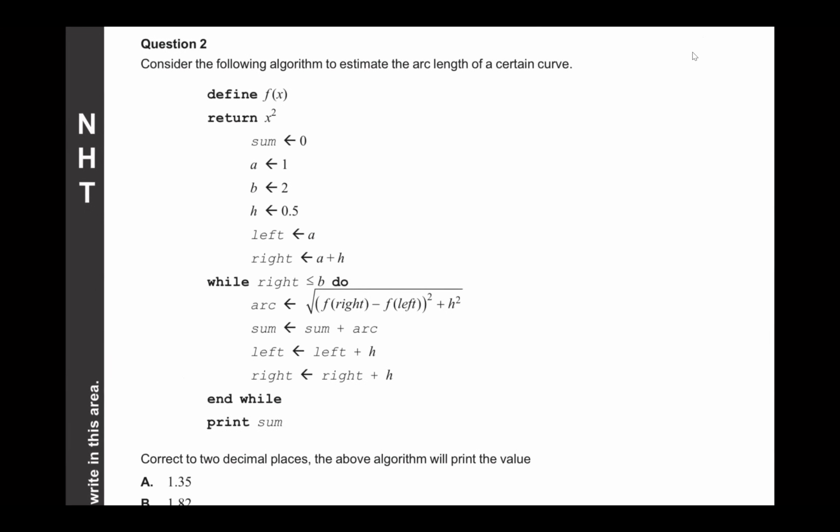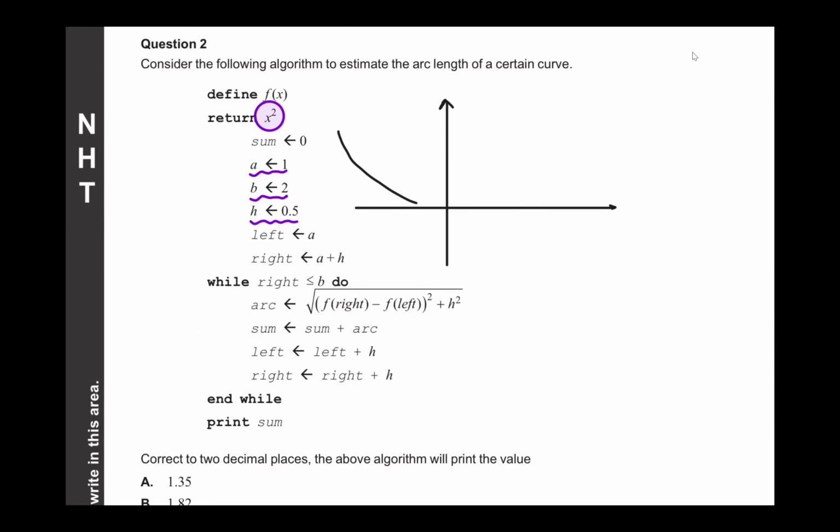Next one, pseudocode question. The following pseudocodes will be used to estimate the arc length of a certain curve. So we would like to estimate the arc length along this curve, x squared. And we set out an A value and a B value with a step size of 0.5. So I think it's a good idea to sketch a diagram and get an idea of what's going on.